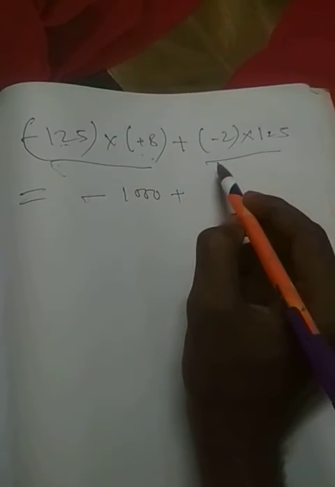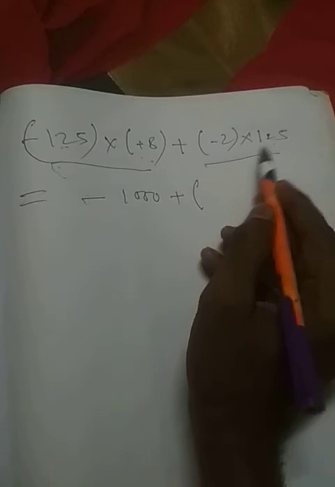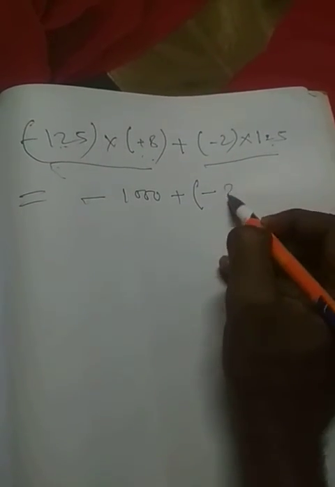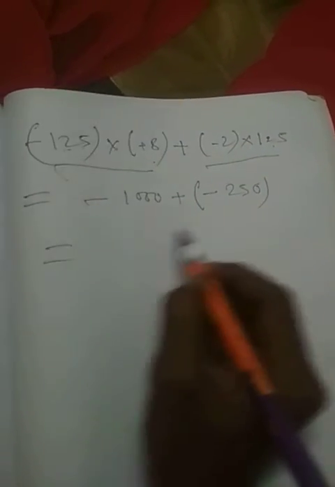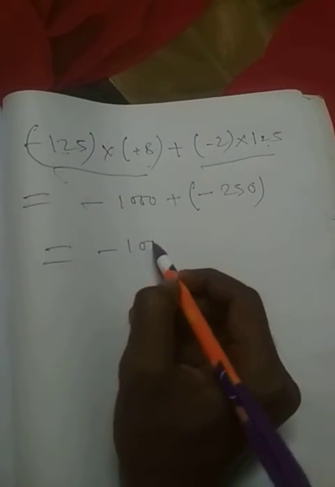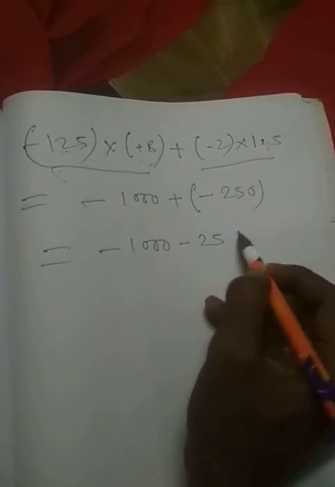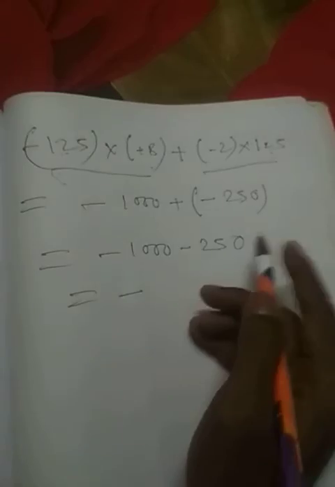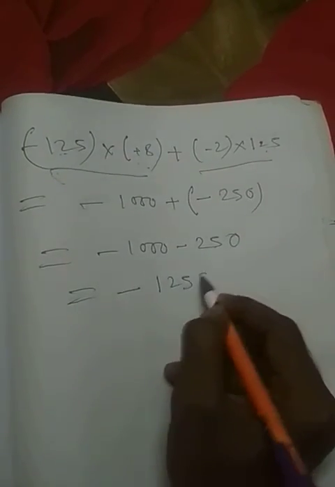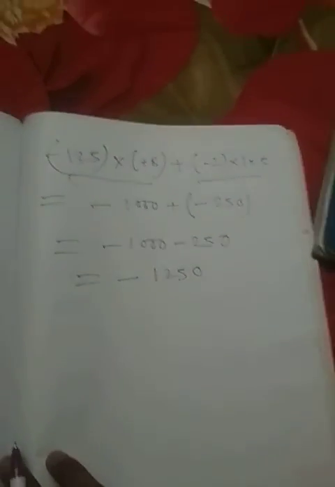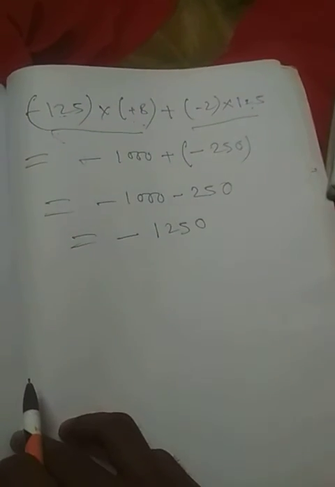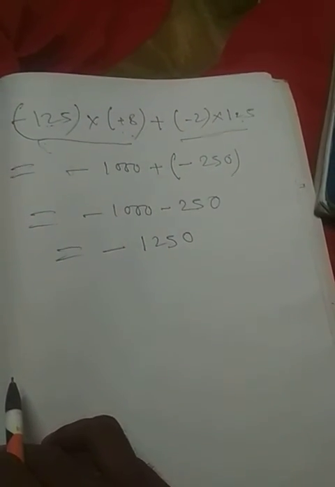Here plus, in brackets I am writing, 125 into 2 equals 250. Now plus into minus gives minus 250. Now both are minus, so there will be a minus sign and that will be added. So the answer is minus 1250. These are the procedures of solving maths.